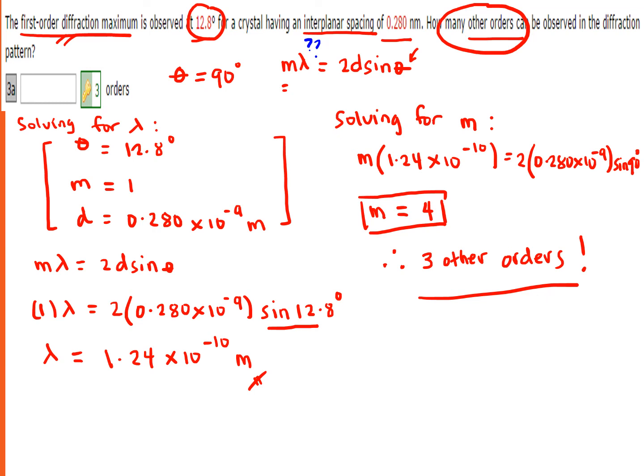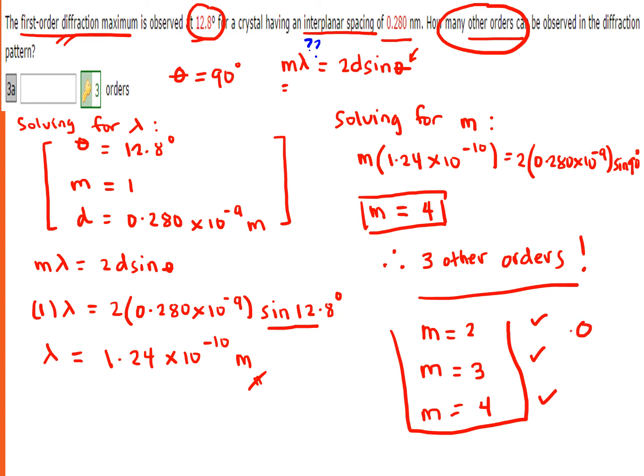And these 3 other orders of the diffraction pattern would correspond to m is equal to 2, m is equal to 3, and m is equal to 4, since we know that we have m is equal to 1. And the location of these different orders would correspond to theta 2, theta 3, and theta 4.